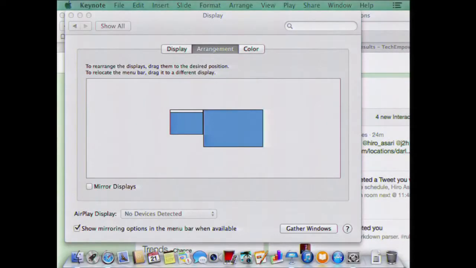The next benchmark, whoa, what happened there? Ooh, what did I do? Okay, let's try again. No.